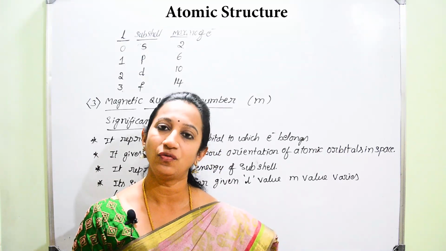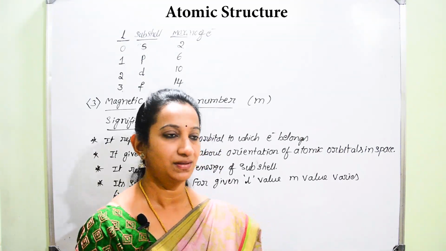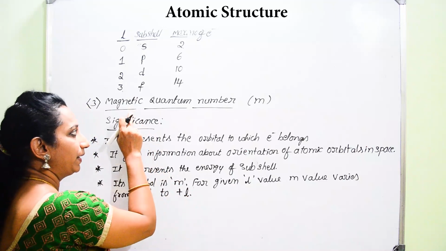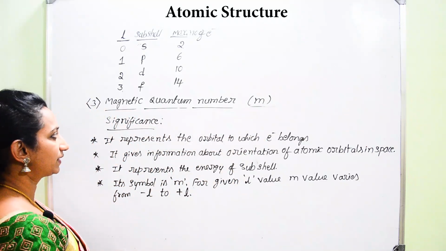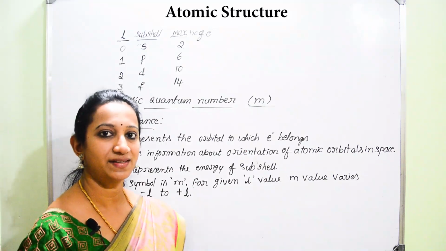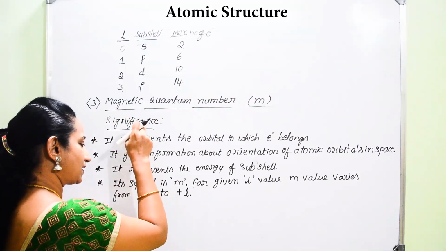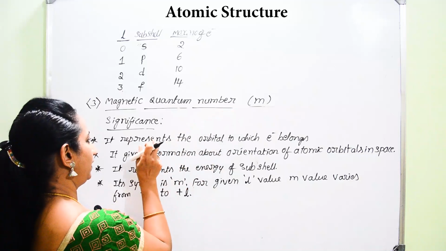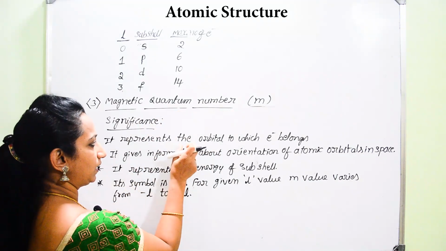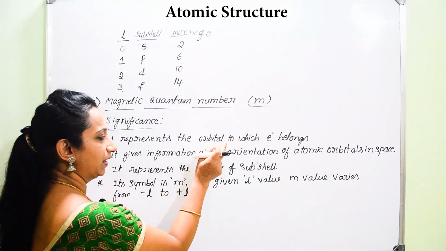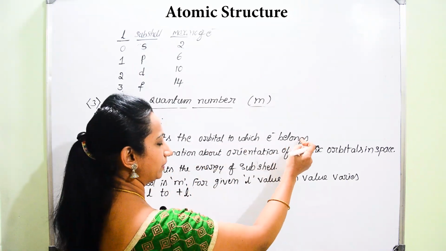Now, if you go for the next quantum number, which is that next quantum number? The magnetic quantum number. What is the symbol representing this magnetic quantum number? That is m. What is the significance of this quantum number? Actually, the magnetic quantum number represents the orbital to which the electron belongs.